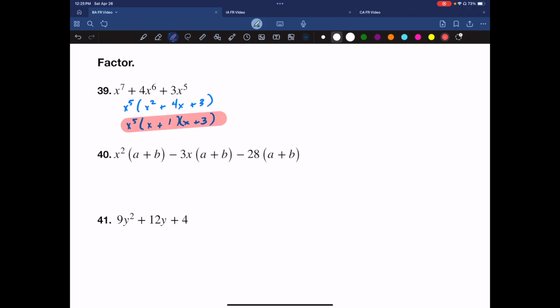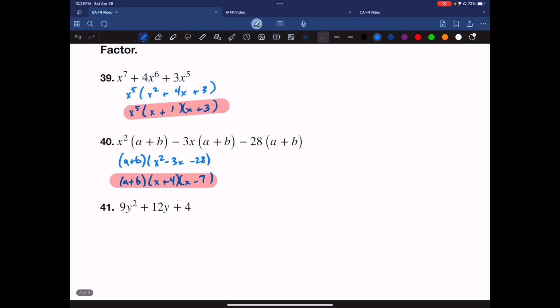So there you go. On 40, every term has an a plus b, so I'm going to factor that out, a plus b. And that's going to be x squared minus 3x minus 28 on the inside. This is going to be a plus b. And I'll factor that. x, x. The second sign is negative, so it's going to be one of each sign. All right, and that's going to be, let's see, 4 and 7. And because the middle term is negative, it's going to be minus 7, plus 4. And there's your answer there.